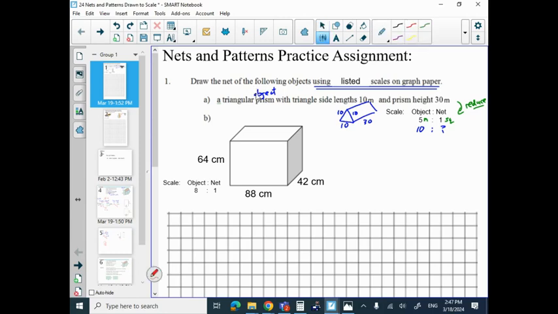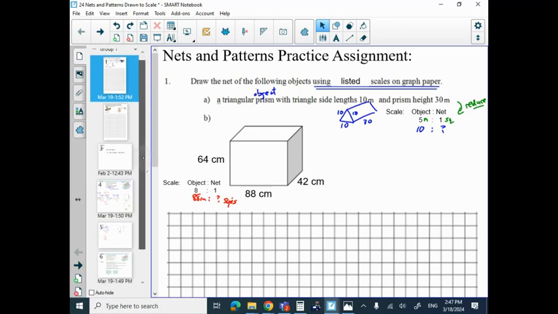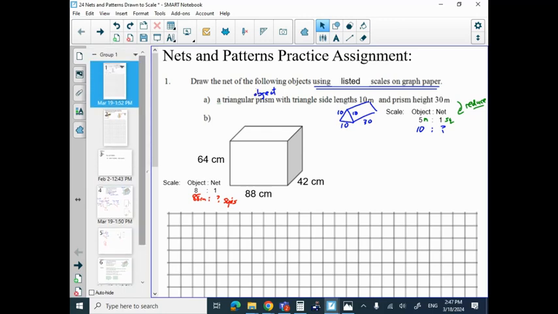Here we go. So the other one here, we have an object of size 8 and a net of 1. So this is again another reduction. Again, the diagram is pretty hard to draw, 88 centimeters long on a page. So I put in a scale of 8 to 1. So for the 88, for example, you're going to have your 88 centimeters, and you're going to have your corresponding number of squares. I'll be expecting a very specific number of squares for each dimension of each section of your nets. Okay, so that is it.